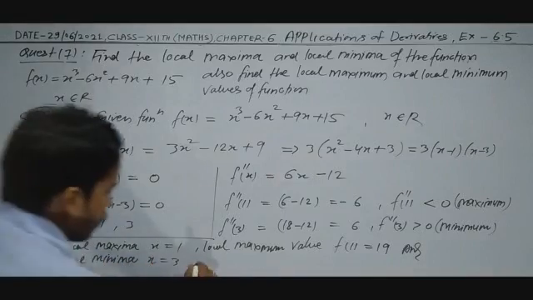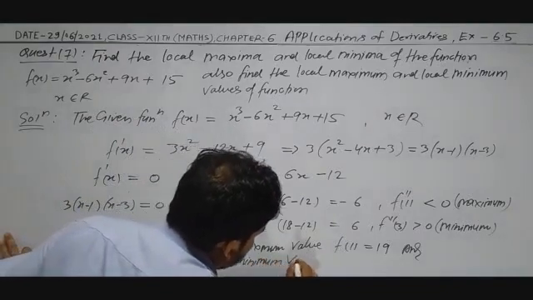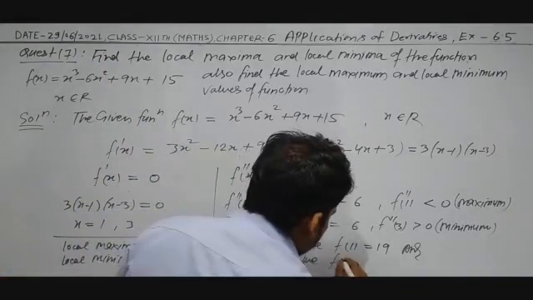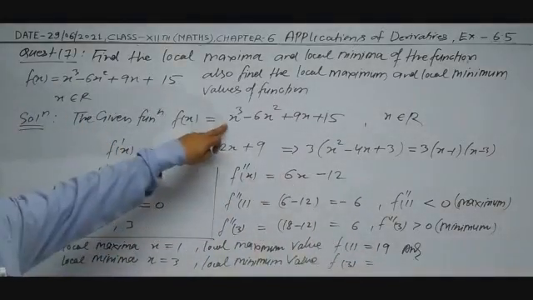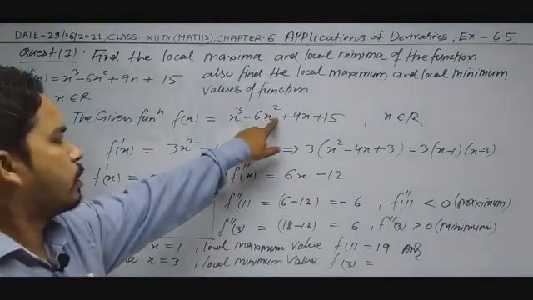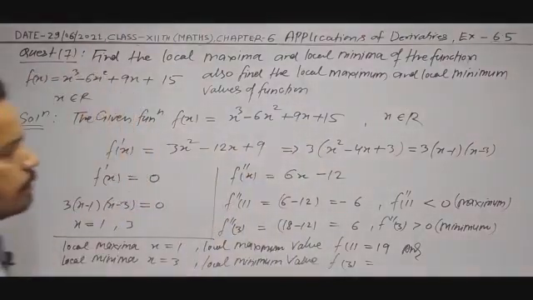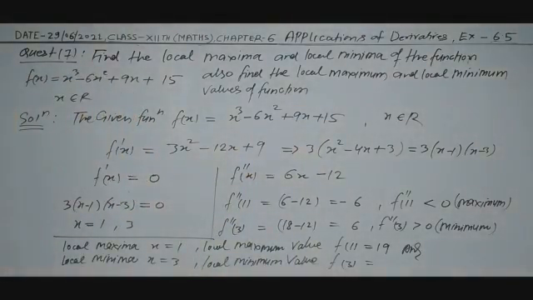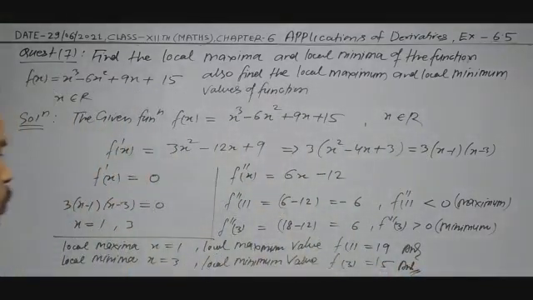And second, local minima at x is equal to 3, and the local minimum value of the function at x is equal to 3. Solve it. This result will be 27 and this result will be 54, 9 sixes are 54, and 27 minus 54 result is minus 27, and minus 27 plus 27 result you will get 0, and plus 15. So now its result will be 15. So 15 will be the answer, that is the local minimum value. So this is the complete answer.